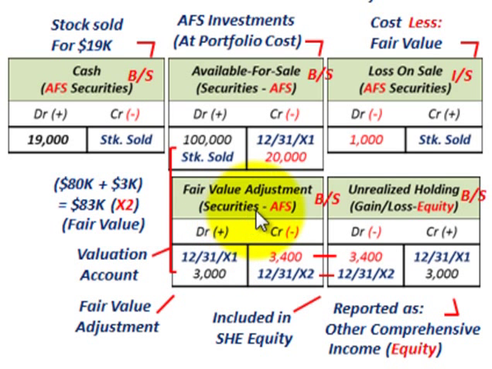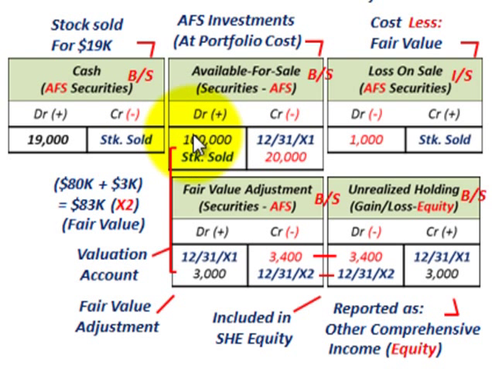And then tied into our fair value adjustment account, this is where we're going to look at an unrealized holding gain or loss as part of equity. Okay, so let's start out with what we have here. We debited our available for sale at the cost here, total amount $100,000.